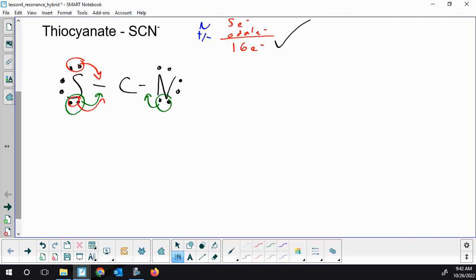So I'll do the green option first. Sulfur, carbon, nitrogen. Okay, I'll put the dots in last. So here's where I'm pulling from the left and the right. So I pull from the left, I get a double. I pull from the right, I get a double.